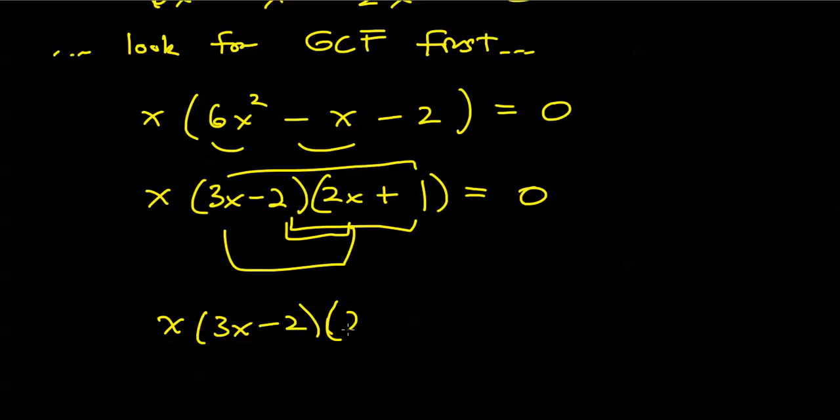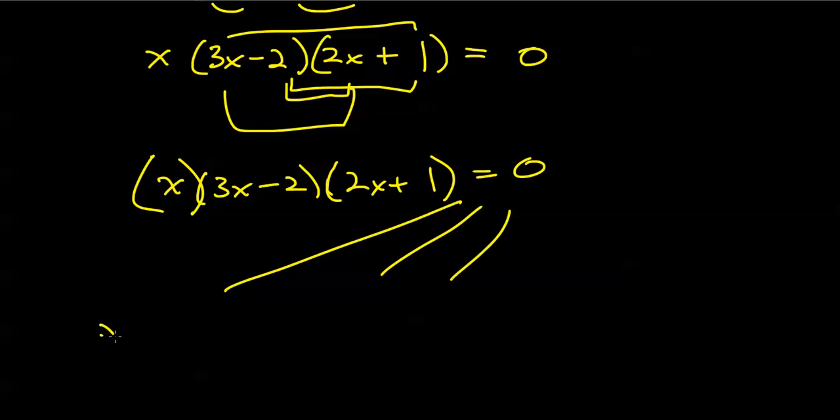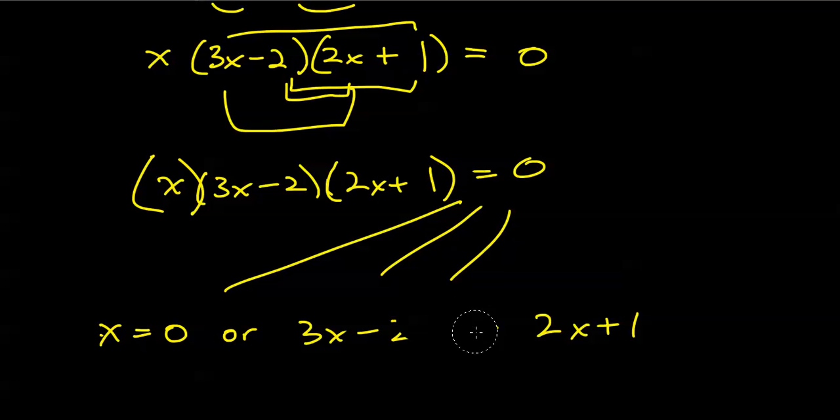equals 0. And notice I have 3 factors. Don't forget about x. x is a factor here also. I have a product of 3 factors equaling 0. So instead of branching off to 2 equations, I'll branch off to 3 equations, connecting them all with an OR statement. x equals 0, or 3x minus 2 equals 0, or 2x plus 1 equals 0.